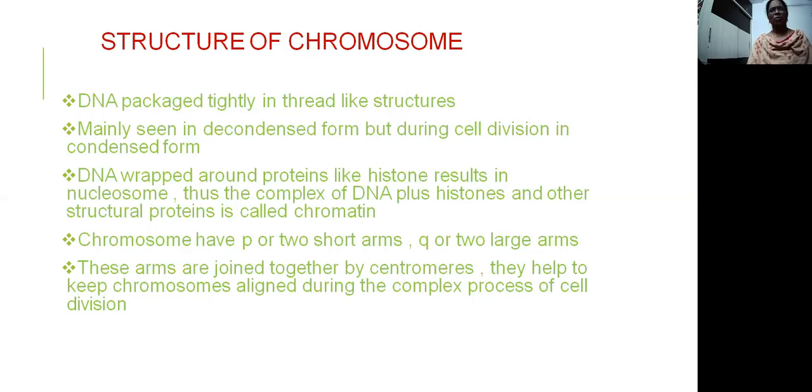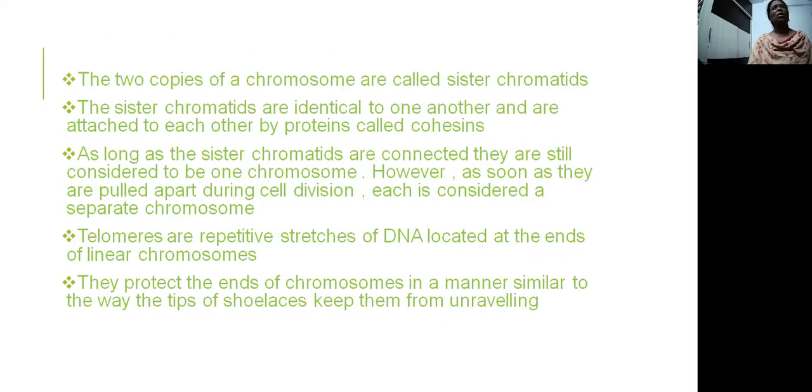So these arms are joined together by a centromere at the central region. These two arms, P arms and Q arms, are attached to the centromere where the kinetochore is present. They help to keep chromosomes aligned during the complex process of cell division. The two copies of chromosomes are called sister chromatids. Each sister chromatid is identical to the other and they are attached to each other by proteins called cohesins. As long as the sister chromatids are connected, they are still considered to be one chromosome.